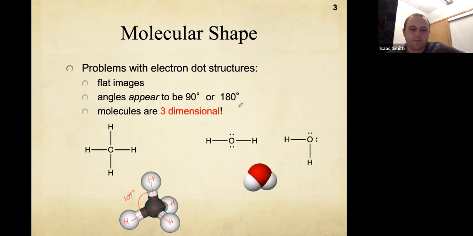All right. And then with water, okay, it looks like they're 90 degrees, but this is your oxygen, and then you have hydrogen, hydrogen. So you can see that that angle is actually about 109 degrees as well. Okay, and we'll talk about how to predict bond angles from a Lewis structure.